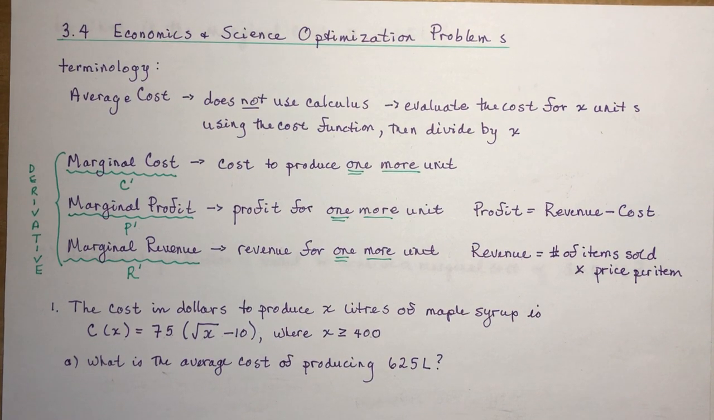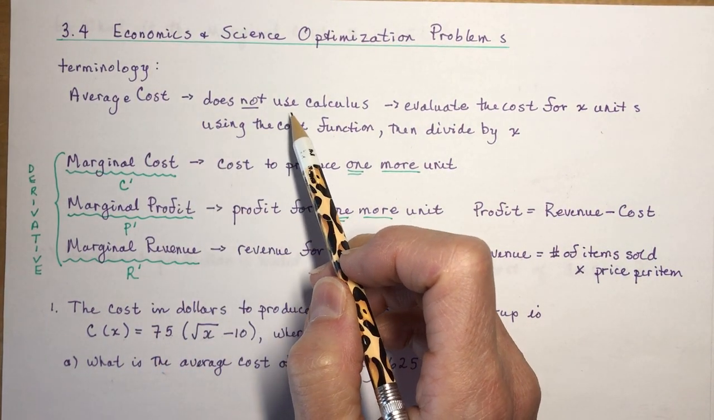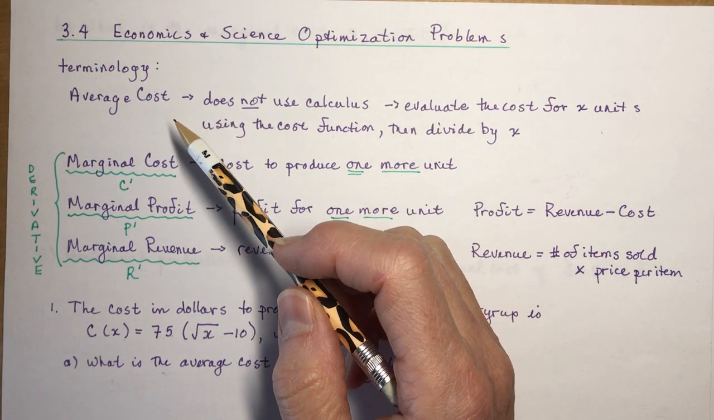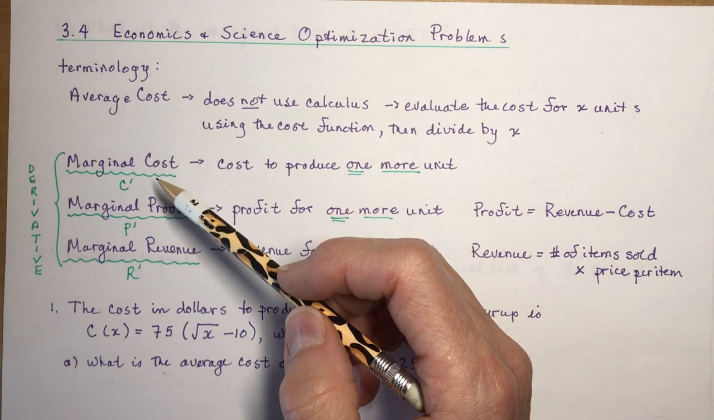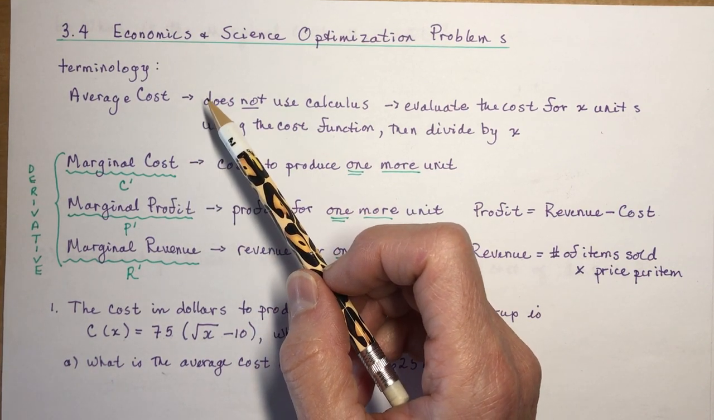But I'm back, so let's get going here, and we're going to talk about some of the terminology first. So the average cost does not use calculus. That's very important that you distinguish between what you have to take the derivative for and what you don't have to. So if I asked you what's the average cost of something?